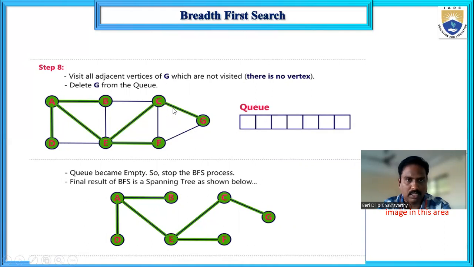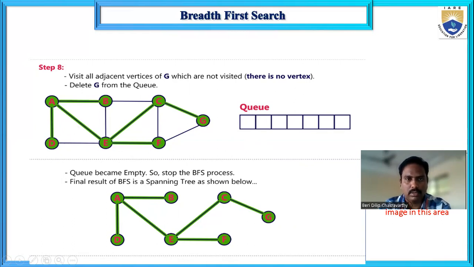Using this method, we call it breadth first search. Q became empty now, so we stop the BFS process. The final result of BFS is a spanning tree, as I already told you. So we have A, B, D, E, C, F, G. We got the path like this: A to D, A to B, A to E. From E to C, from E to F, and from C to G.